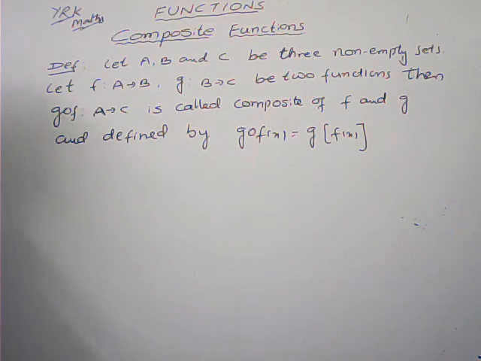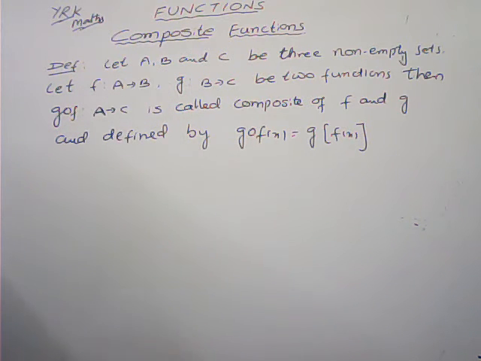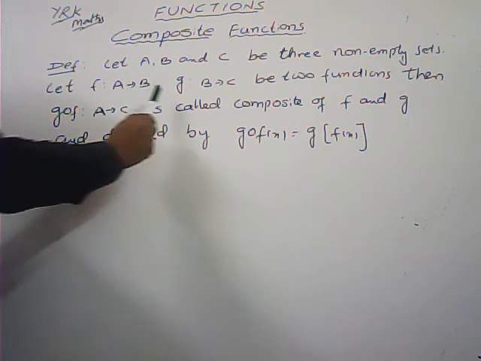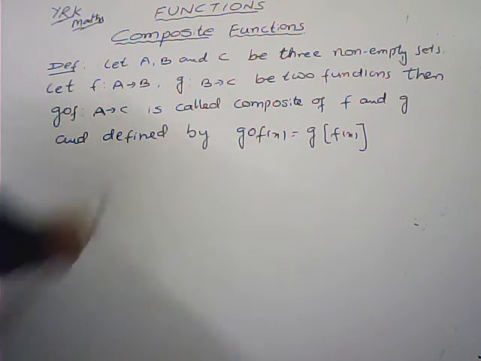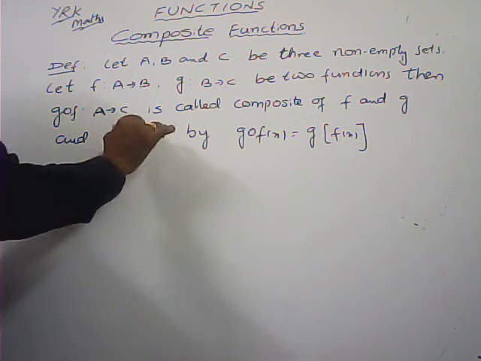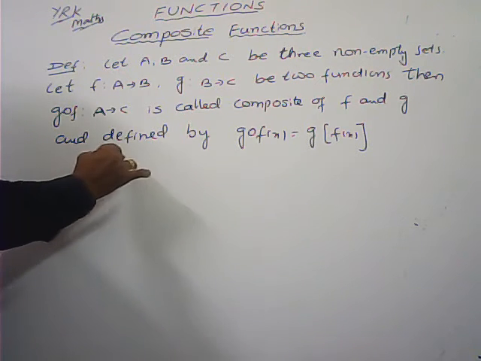Now, what is the definition of the composite function? Here I am taking three sets A, B, C, and the three are non-empty sets. Here f is the function mapping from A to B, and g is the function mapping from B to C, two functions. Then g circle f mapping from A to C is called the composite of f and g, and that is defined by g circle f of x equals g of f of x.